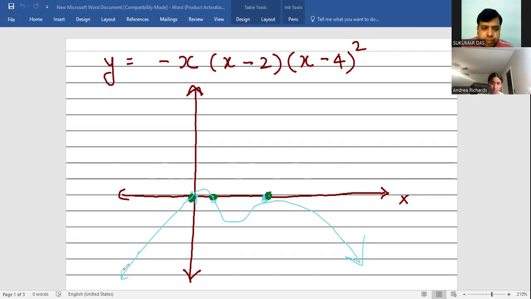Yes, perfect. Very good. It will go like this. It will bounce off like this. Now you write down this equation in Desmos and see how this graph looks like. Okay, I'm stopping my screen. You share your screen. We will check how this looks like.